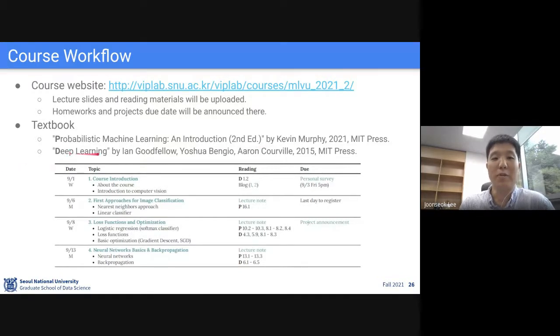And also Deep Learning by Ian Goodfellow and Yoshua Bengio, who are really famous in deep learning. This textbook is slightly older, but it has all the necessary contents there. So I also recommend reading this book, especially you can see the suggested chapters or sections to read each day. Like this, P stands for Probabilistic Machine Learning, D stands for Deep Learning. And both of these textbooks are free online. You can just print them.